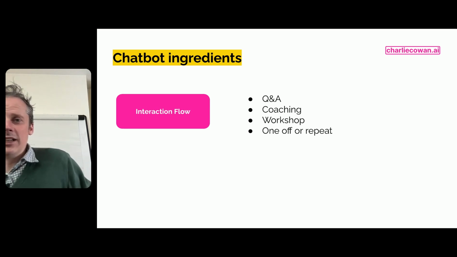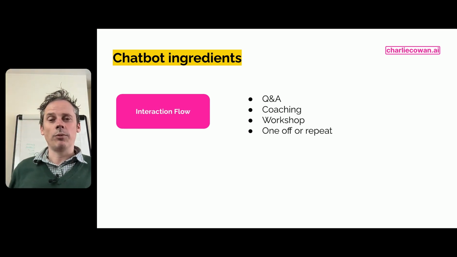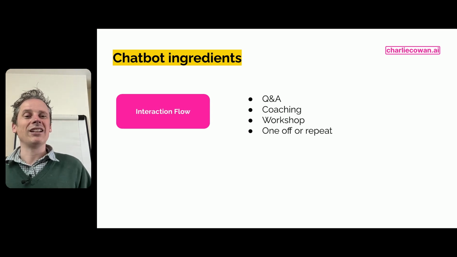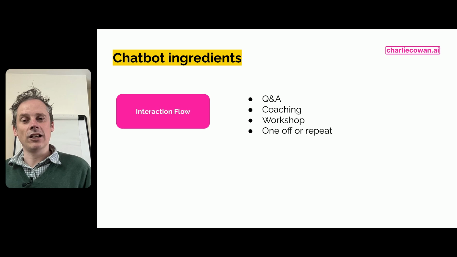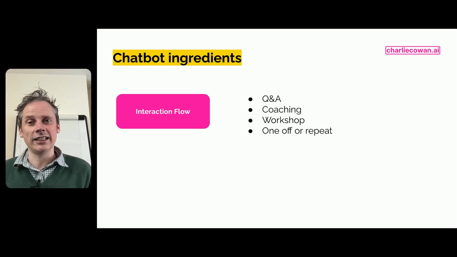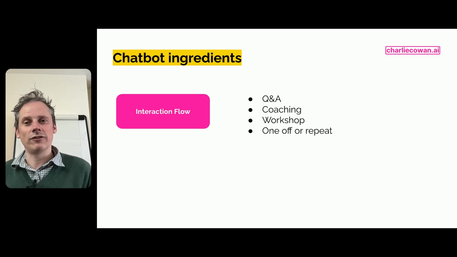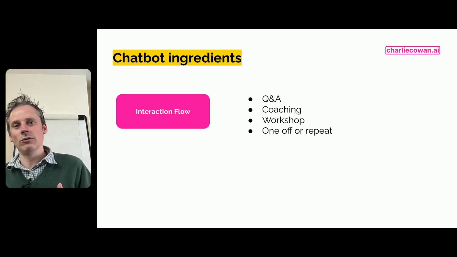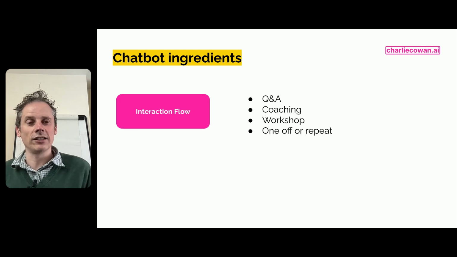So having determined the idea for your chatbot, then start thinking about the ingredients that you're going to need to bring into it. And so there's really two main elements. The first is thinking about the interaction flow. So chatbots can work in very different ways. So you can have a very simple Q&A. I've got a question, what is your licensing model? And an answer, well, we sell on an annual contract and we charge by user.